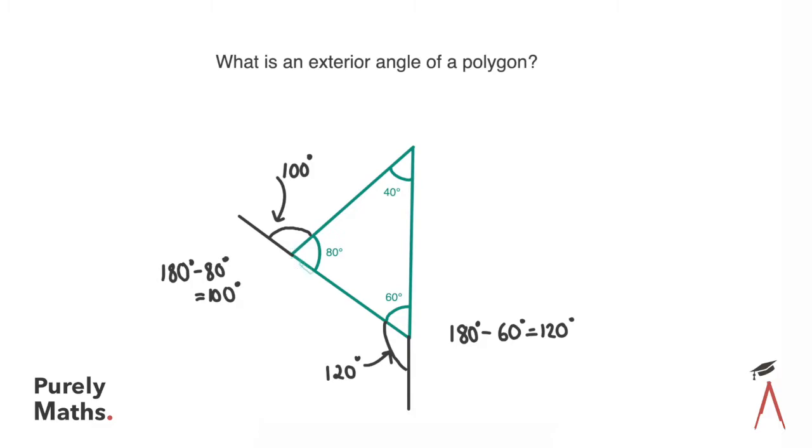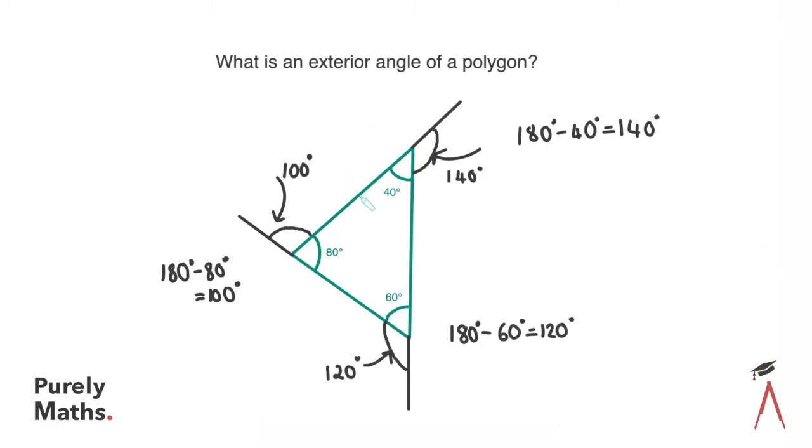Okay, and what about our last one? Well, focusing on this left-hand side now, I'm going to extend the line by drawing a straight line. And then in the corner, on the outside, on that straight line with this interior angle, we've got our third exterior angle. And the size of this would just be 180 degrees minus 40 degrees, which is 140. So this angle here is 140 degrees.